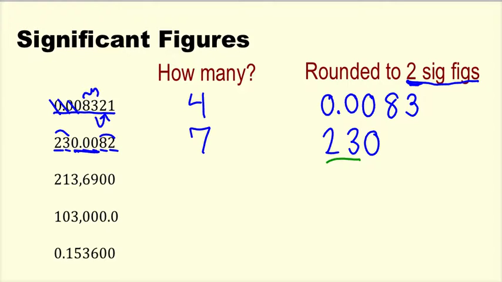This number right here, there's no decimal at the end, so these zeros we're going to assume are just placeholders. And this 9 is the last significant digit. That's the estimated one. So it has 5 sig figs. If I was going to round it to 2 sig figs, it would be closest to 210.